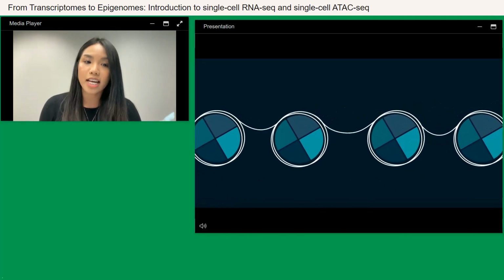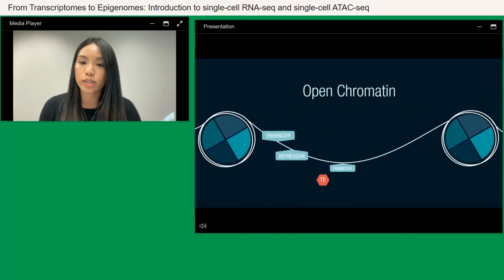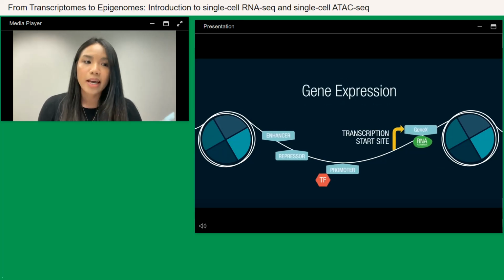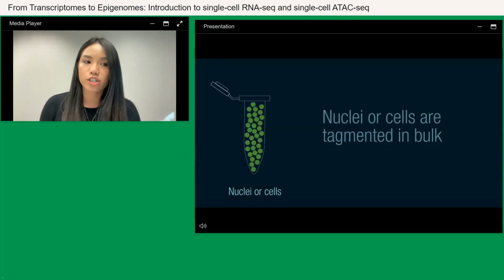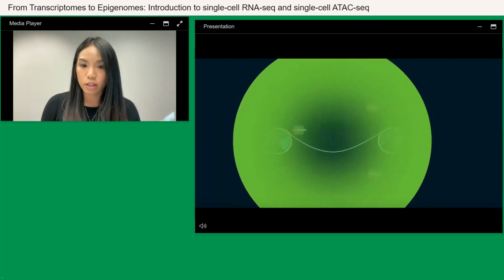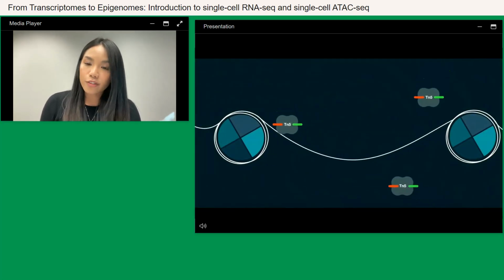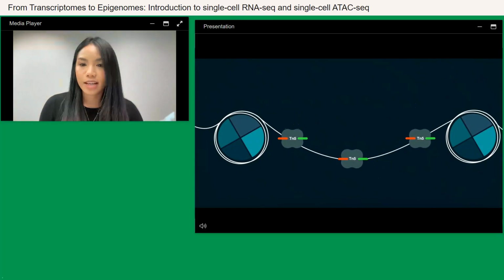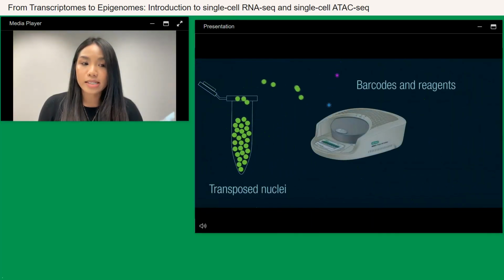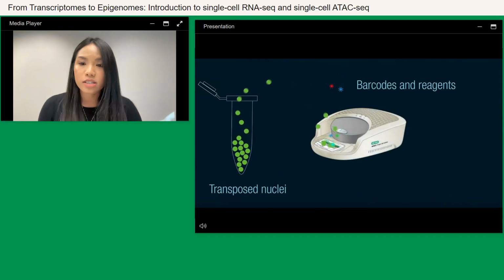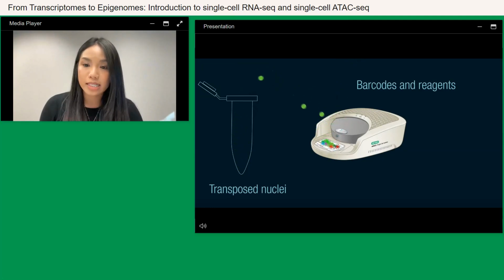The single-cell ATAC-seq profiles epigenome based on the open regions of the chromatin within the chromosome, which is often associated to sites where active transcription is happening. We start with cells that are either permeabilized or where nuclei are directly isolated. In these open chromatin regions, a Tn5 transposase enzyme allows for the tagmentation, or the cutting up, of the DNA in random sequences, which allows for the addition of adapters.